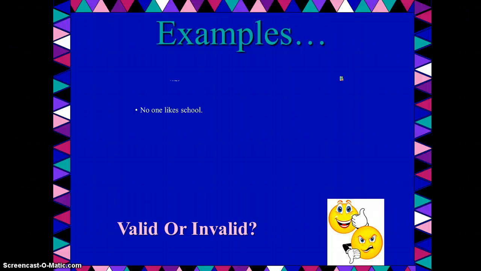Here's an example. No one likes school. Is that valid or invalid? Thinking about it, you probably want to joke and say yes, it's valid that no one likes school. However, there are certain students who do like school. I can tell you my son loves school right now. He's grounded. He has no video games, no TV. He goes to school for entertainment at this point.